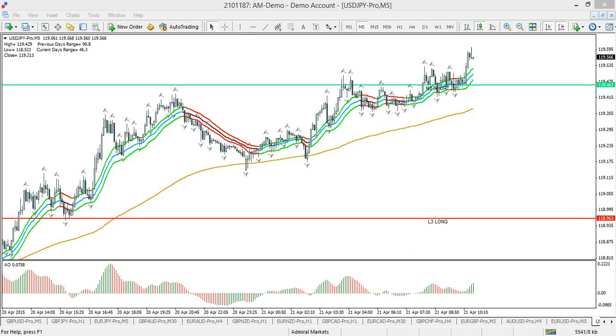The dollar yen, not so much at the moment, and the Swiss not either. And the pound not either. So which pairs do we have left? Let's take a look at euro pound, maybe euro aussie.